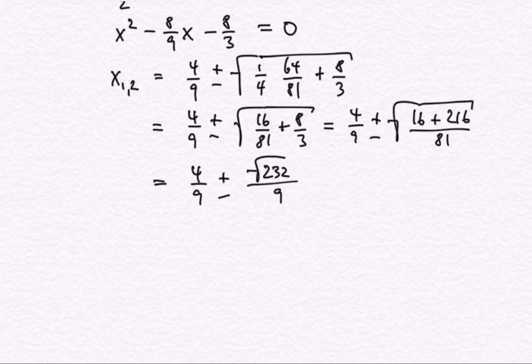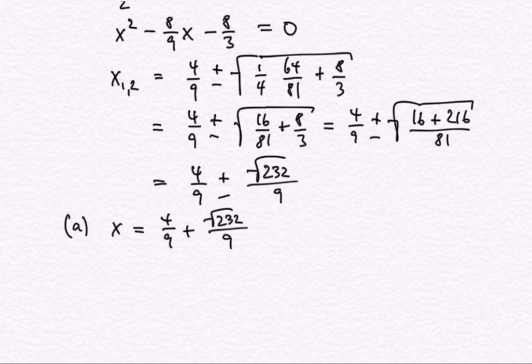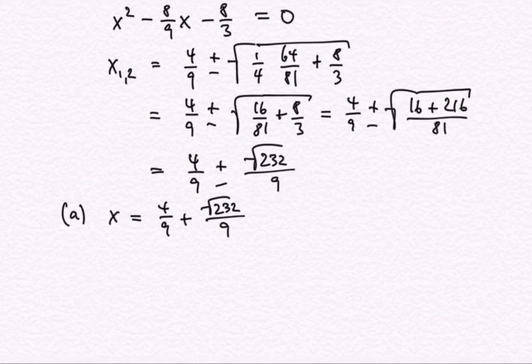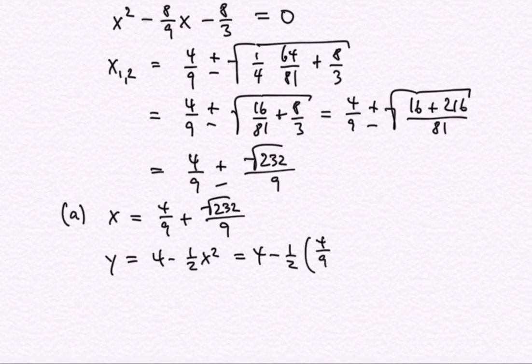So I have again two candidate values for x. I have to consider two subcases. Let's start with a positive one, 4/9 plus square root of 232 over 9. So I go into my expression for y, which was 4 minus 1/2 x squared. So this is 4 minus 1/2, and now 4/9 plus square root of 232 over 9 squared.